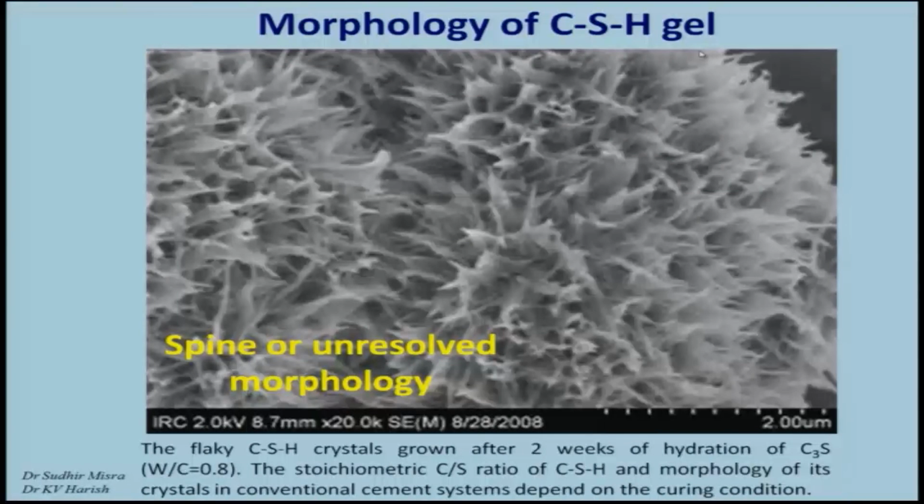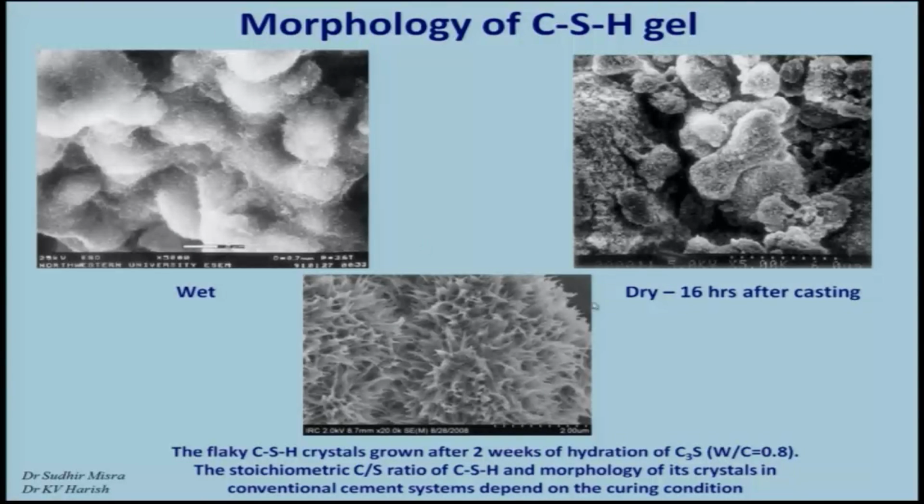Now, in the scanning electron microscope images, calcium silicate hydrate gel typically looks like this. Remember that in the table it is described as spines or unresolved morphology, which means the morphology changes depending upon the situation that exists in the system. If you have more water, it may slightly change. If you have higher temperature, it may change to something else. The next SEM figure shows the morphology of calcium silicate hydrate gel at different stages.